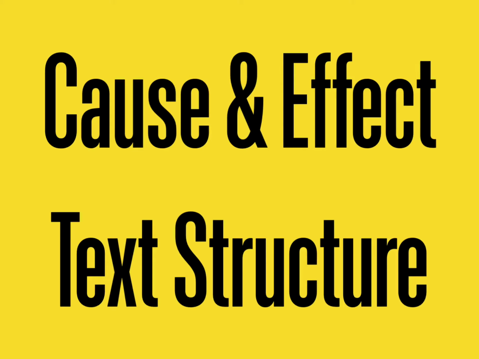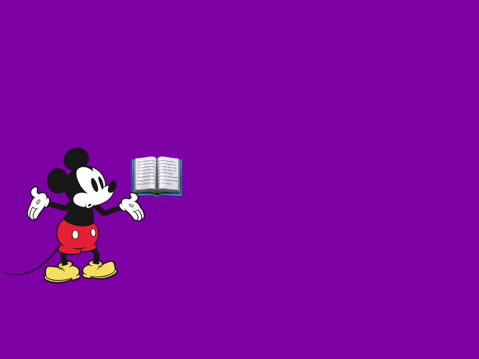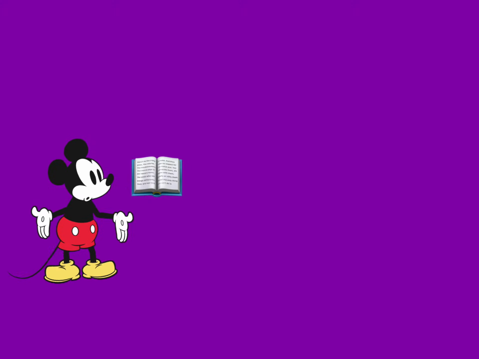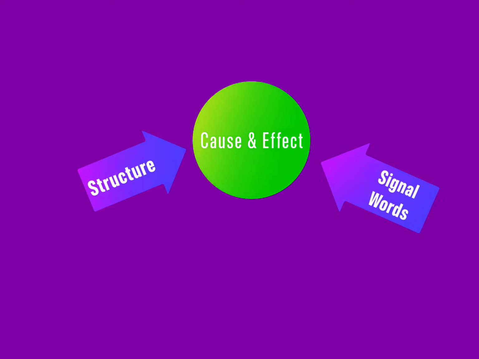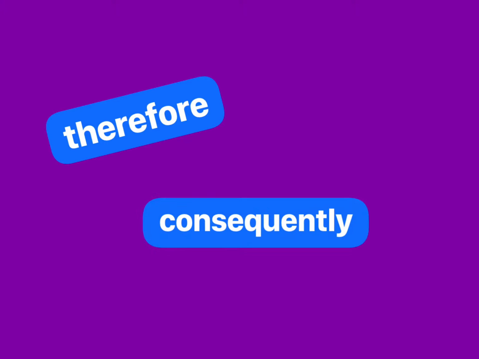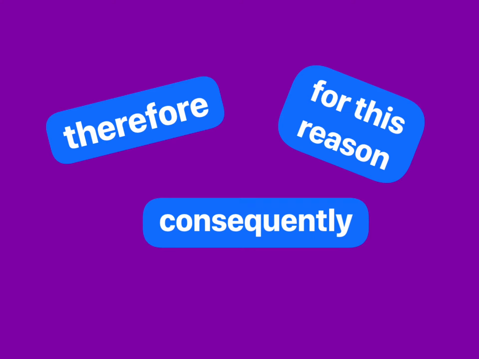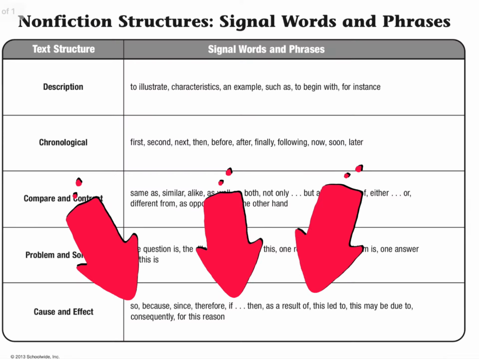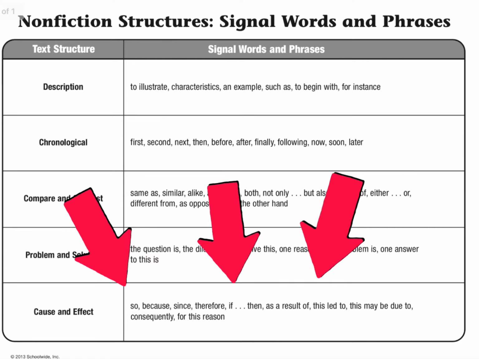The cause and effect text structure. Readers of nonfiction must be able to identify the cause and effect structure and signal words, such as therefore, consequently, and for this reason. On your nonfiction structure, signal words and phrases organizer in your school-wide notebook, there are other phrases that can be looked for while you're reading.